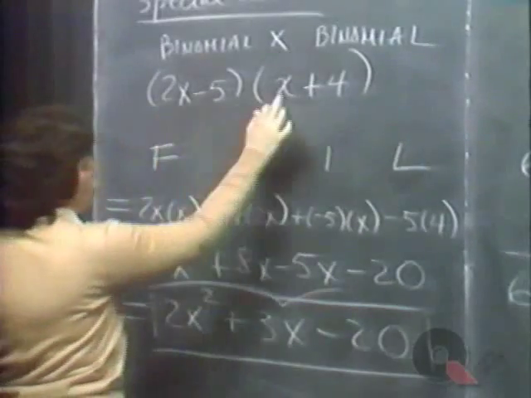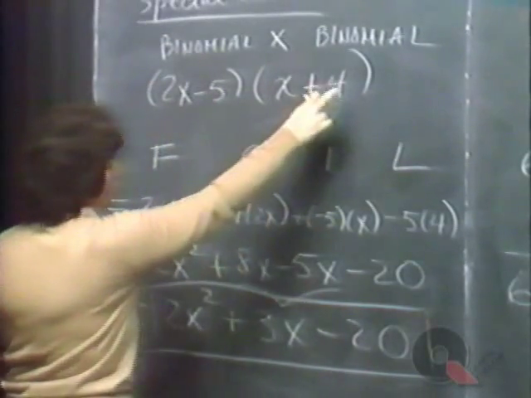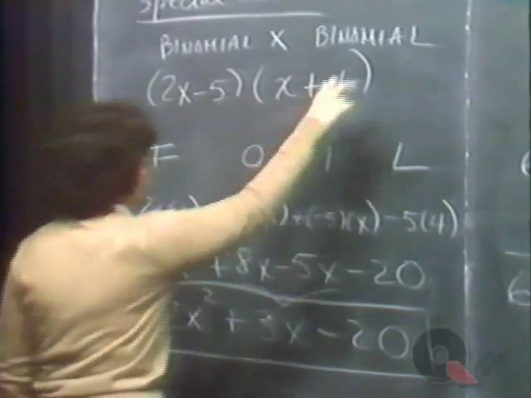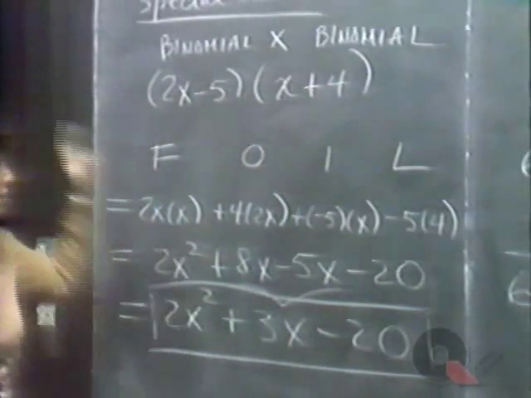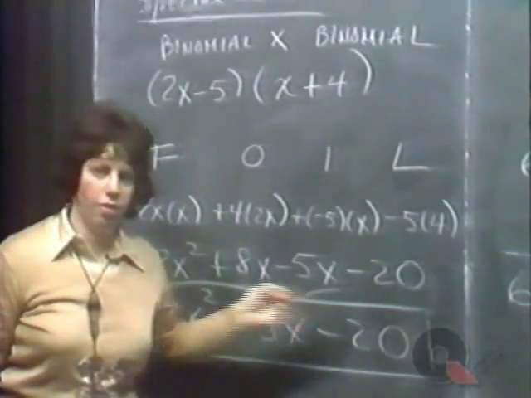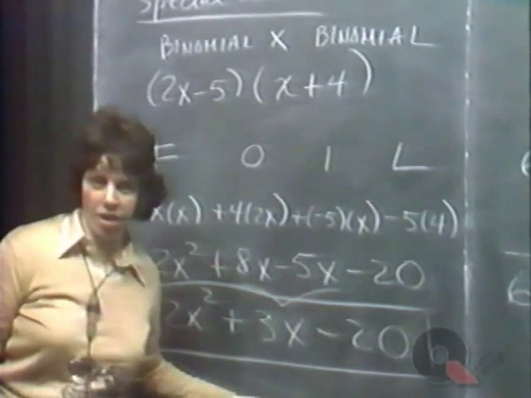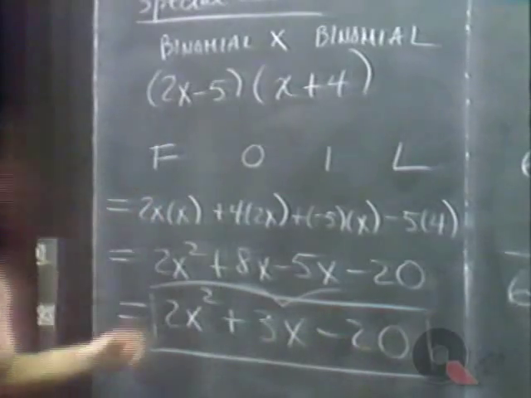Okay, first terms, 2x squared. The outer is 8x, the inner minus 5x, giving you the plus 3x, the last minus 20. Okay, on these, the kind of problems we'll be handling, very often the outer and the inner terms combine to just one term, so the answer has three terms.